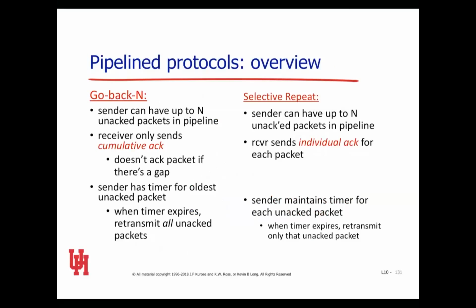And then for Go-Back-N, you can have up to N unacknowledged packets. And with selective repeat, you can also have up to N unacknowledged packets. But selective repeat's a little more cool because it added a hyphen to the word. I mean, explain to me why. And the difference is with Go-Back-N, you only send a cumulative ACK. And with selective repeat, you send an individual ACK for each packet.